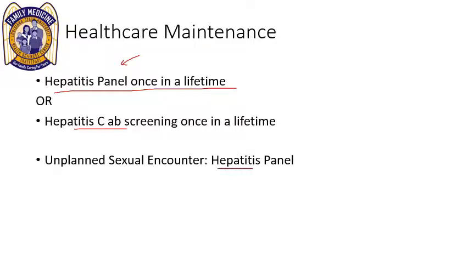If you have an unplanned sexual encounter, it's going to be a hepatitis panel. In addition to that, we already talked about what happens when you treat and after you treat Hep C, and making sure that with our special populations like pregnant women, you're adding a hepatitis E IgM if you do have a concurrent B or C infection.